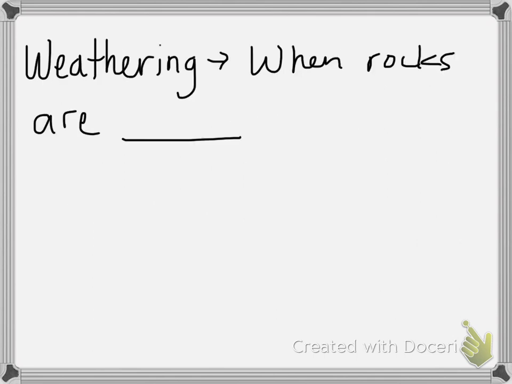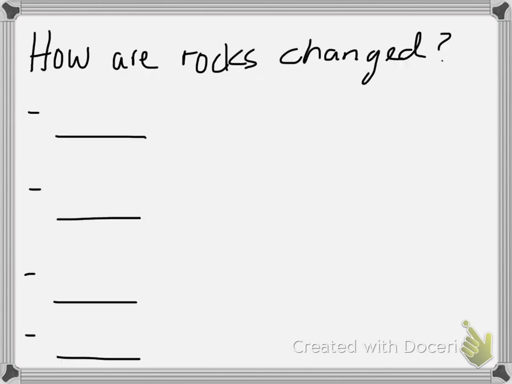Now, today we're going to talk about weathering first. Weathering is when rocks are changed. That's the way we're going to remember it. Weathering is when rocks are changed, and they can be changed in many different ways. How are rocks changed? First way is by wind.